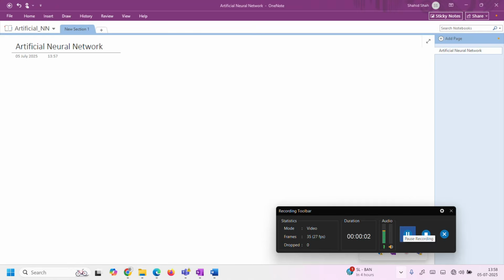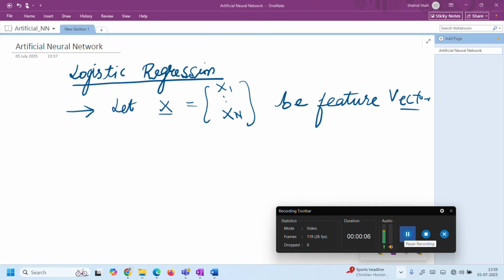Let me first recall what we discussed about logistic regression. Let x be the feature vector. So all the inputs we call the feature vector. Okay, so this is in one sense the input, and so what will be the hypothesis function? Suppose y is the output.